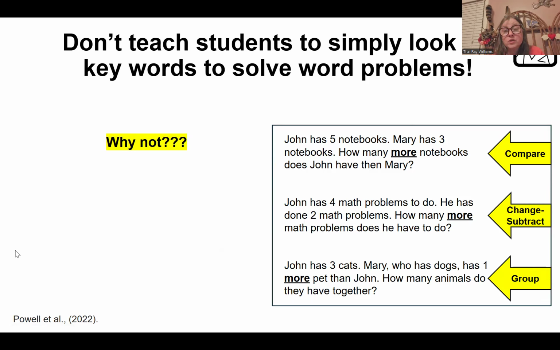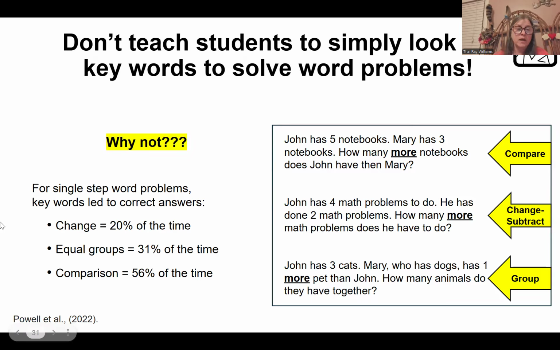But it also uses the word more. So if you only focused on the keyword, your student could easily be led astray, because you can see that the word more could indicate three different types of word problems. And so this is what I want you to think about for a single-step word problem, single steps is what we're teaching right now.